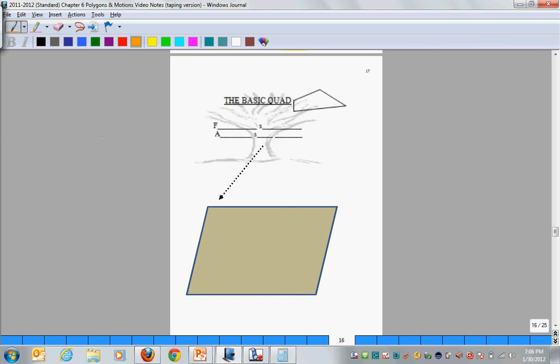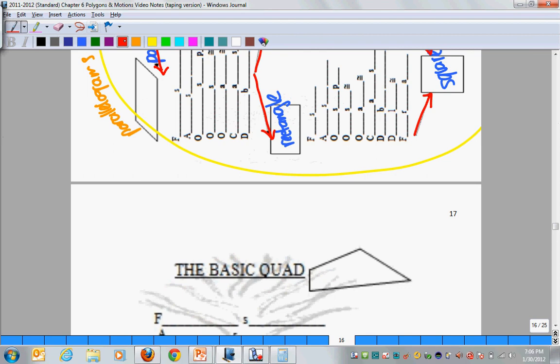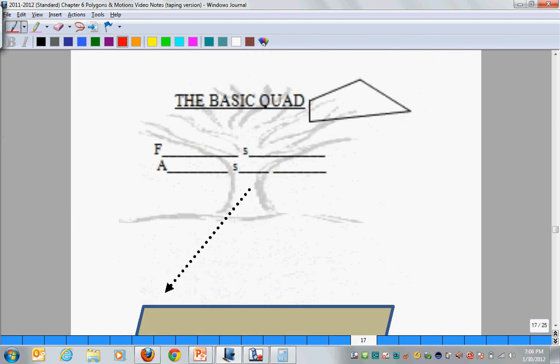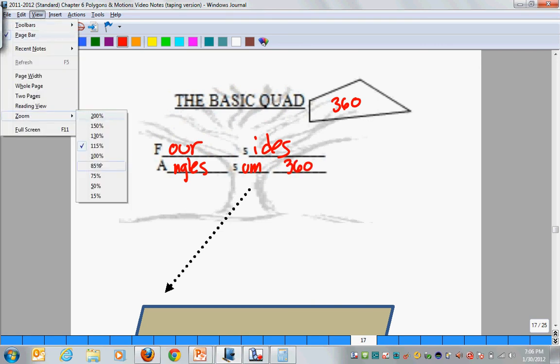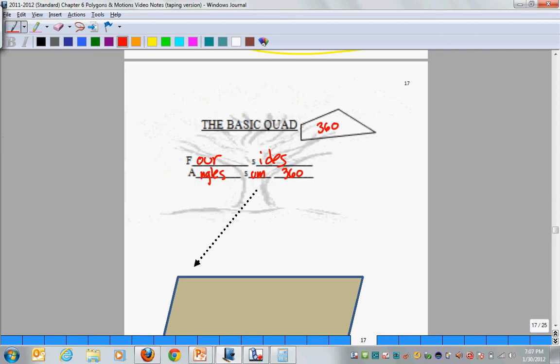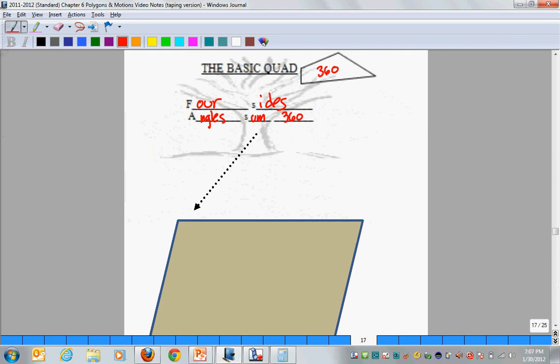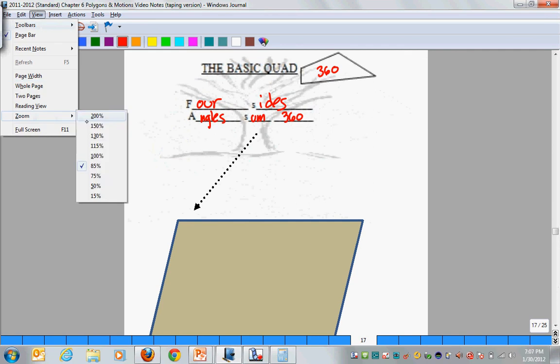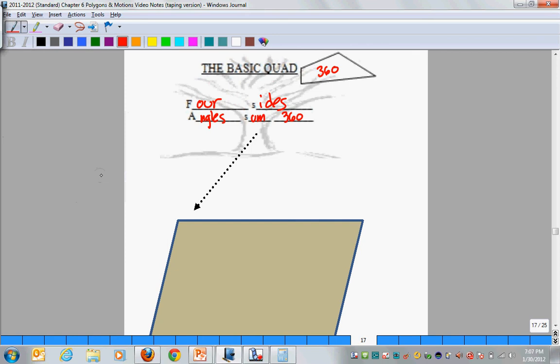So once again, for our basic quad, it was 4 sides, and we know that the angles sum to 360 degrees. Now, a parallelogram has several specific qualities.